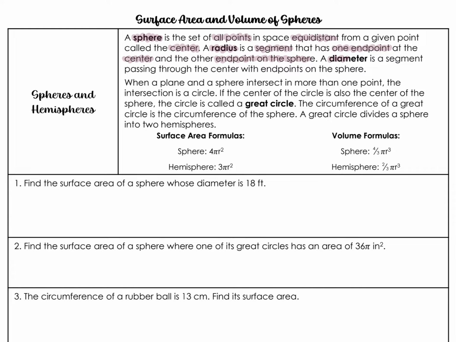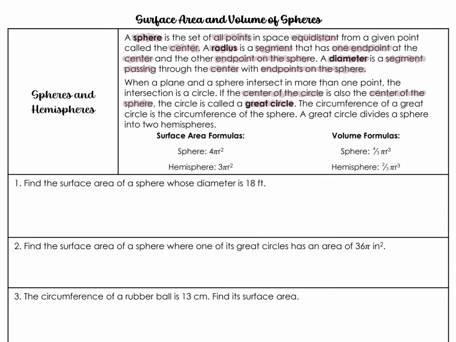A diameter is a segment that passes through the center and has two endpoints on the sphere. When a plane and a sphere intersect in more than one point, the intersection is a circle. If the center of the circle is also the center of the sphere, then we call this a great circle.